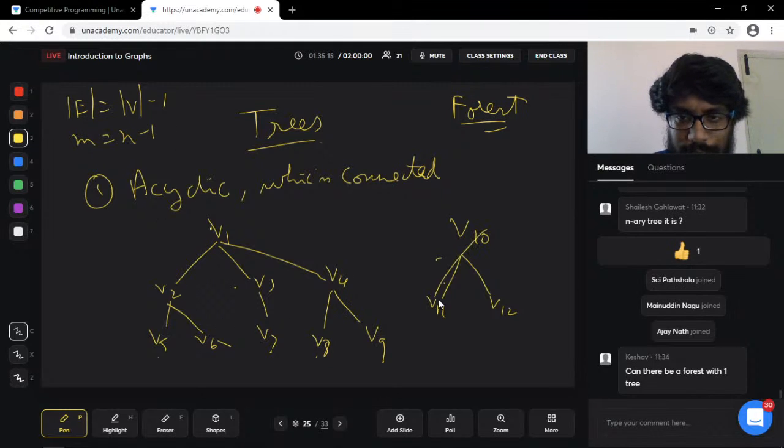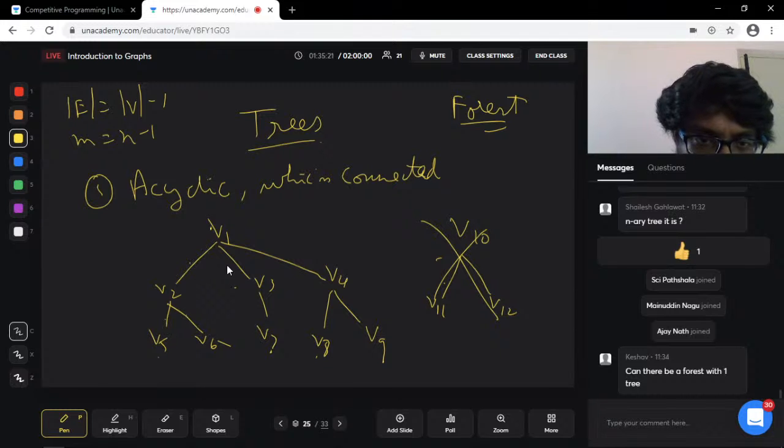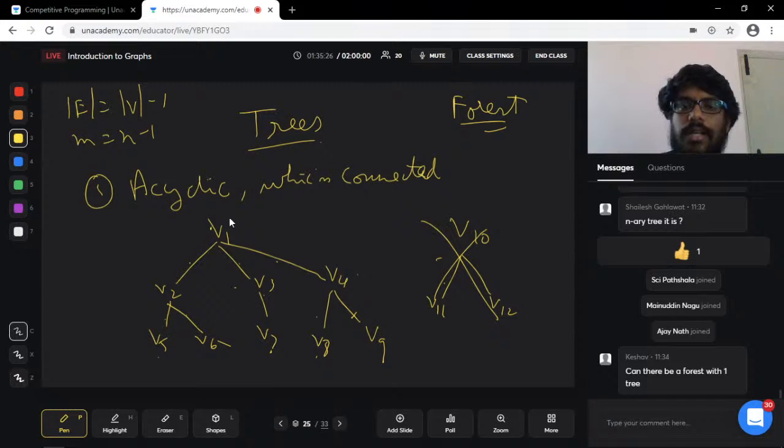So let's look at this. There are 9 vertices in this tree, and what is the number of edges? It's 1, 2, 3, 4, 5, 6, 7, 8. There are 8 edges in this tree with 9 vertices, and this is going to be true always.